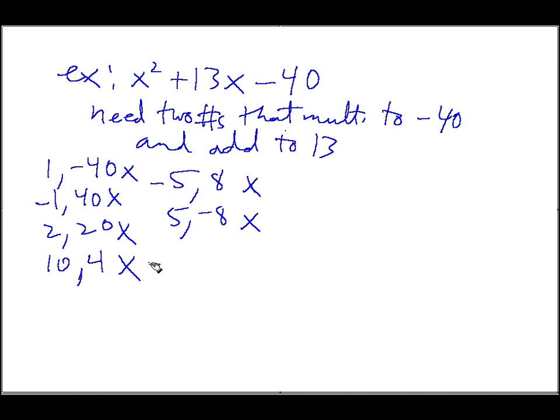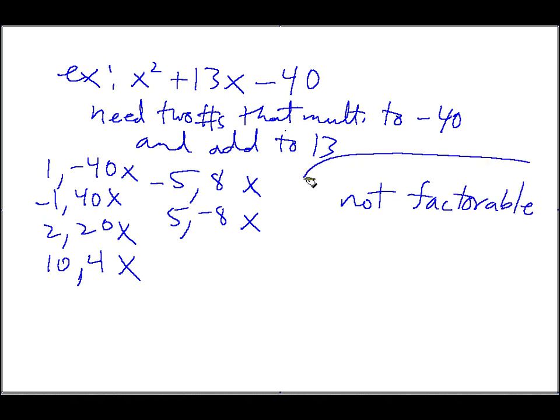So have I exhausted my possibilities in terms of the integers? Yes, I have. So there are no more possibilities. So I cannot find two numbers in this case that will satisfy this criteria. And in that situation, if we cannot find two numbers that will satisfy this criteria, then this trinomial is not factorable. Conclusion: it cannot be factored. In other words, we cannot write it as a product in this case.